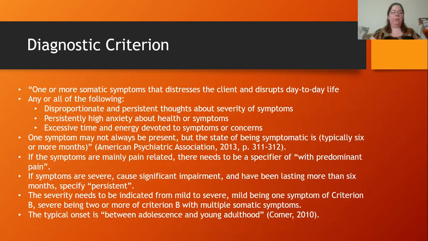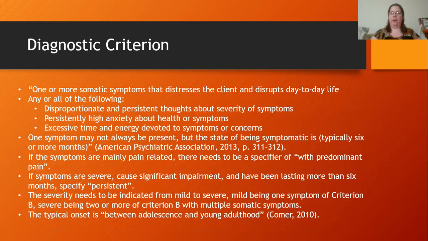One or more symptoms may not always be present, but the state of being symptomatic is and should typically last about 6 or more months. So we really want to look at that time frame when we're talking about diagnosing. If the symptoms are mainly pain-related, there does need to be a specifier of with predominant pain. If symptoms are severe and cause significant impairment, and again, this time frame we're looking at of 6 months or more, the reason we pay so much attention to that is to indicate the specifier of whether or not it's persistent.